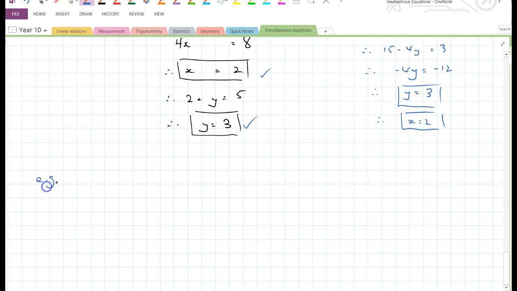So let's look at, solve, and this time I'm not going to make it quite so easy. x minus y equals 4 and 3x plus 2y is equal to 7. Solve them simultaneously.